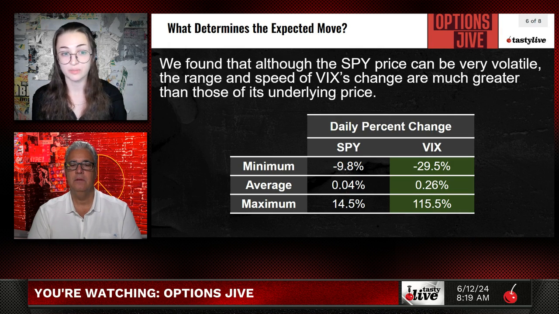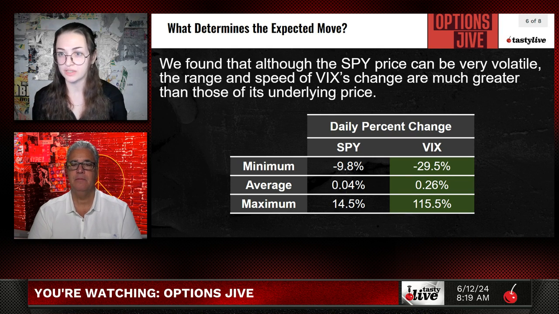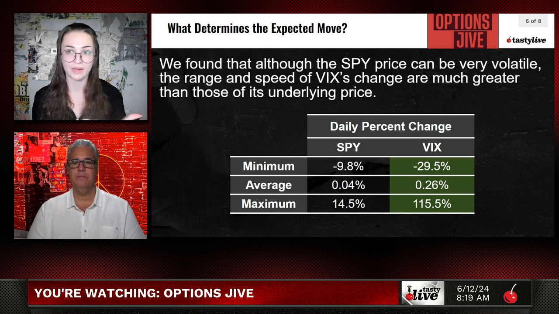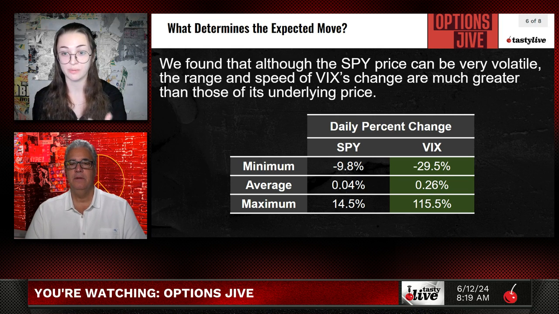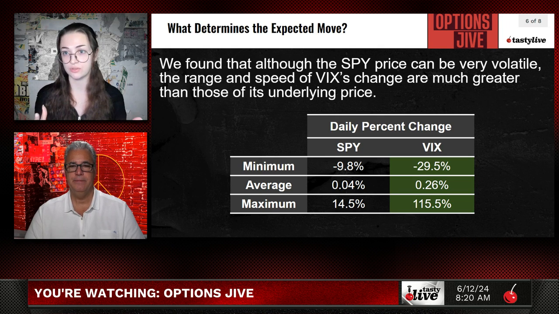We found that although SPY's price can be very volatile, the range and speed of the VIX's change is much greater than those of its underlying price. Here we're looking at the daily percent change of SPY versus the VIX. The minimum is 9.8% compared to the VIX being significantly more volatile than that. The maximum is an even bigger difference, right? When we're looking at the volatility of these moves and what might impact that expected range calculation, we said price is super important, but IV might have a bigger impact on the volatility of that expected range or the changes in that expected range. This is a quantitative way to estimate that.